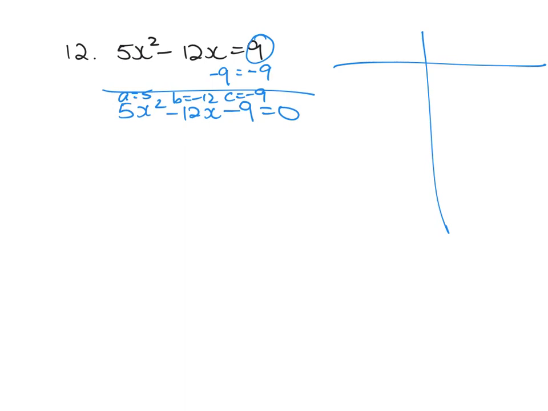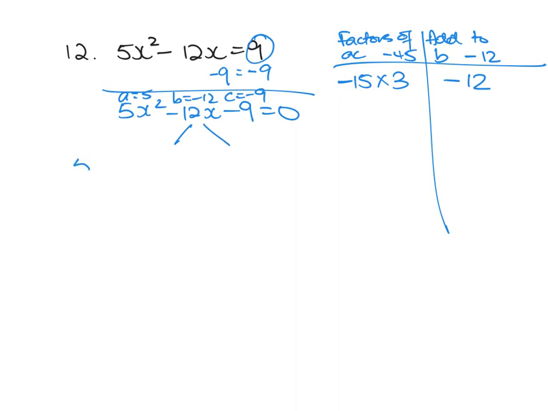So let's see. We have the factors of ac that add to b. So a by c, 5 by 9, that's minus 45, and b is minus 12. So what are the factors? Let's see. We could try minus 15 by 3. Yes, that would work. So we factor by grouping: 5x squared minus 15x plus 3x minus 9 equals 0.